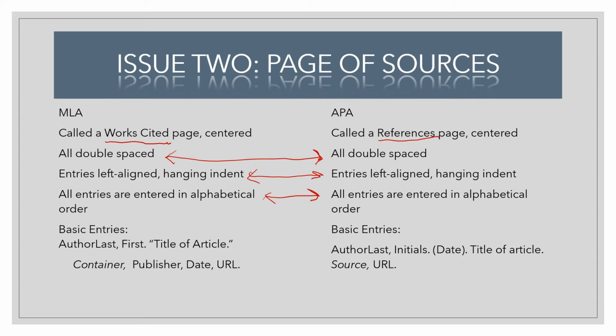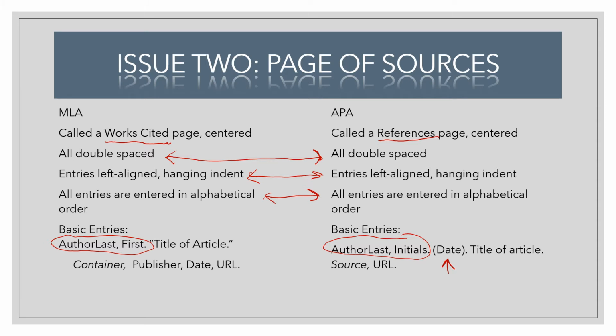So in MLA, you'll have the author's last name and first name formatted like this. So you'll have the author's last name, comma, first name, period. Here you have the author's last name followed by initials. So that's the difference here. The next thing in MLA is the title. In APA, it is the date, usually the year, in parentheses.